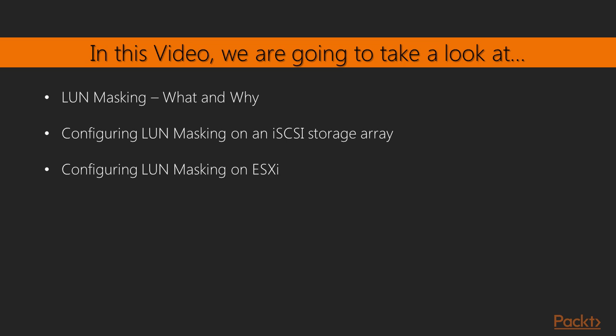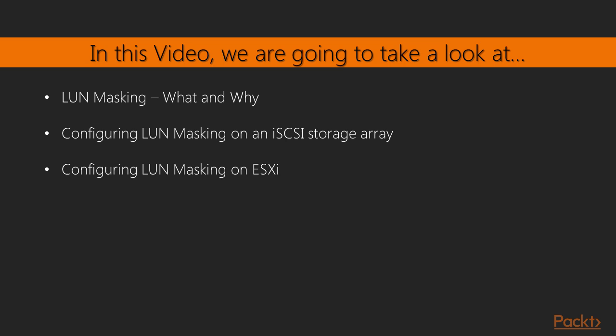LUN is the logical unit number. It's a throwback from the old days of SCSI, where it basically was a logical unit or a logical disk that was created on a larger device. LUN masking is really necessary for security reasons, as well as probably just for sanity in a production environment, because you don't want all servers to be accessing all LUNs or all logical disks.